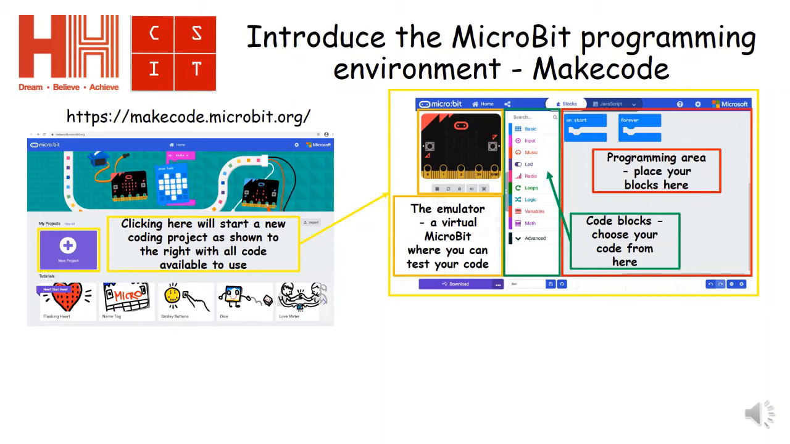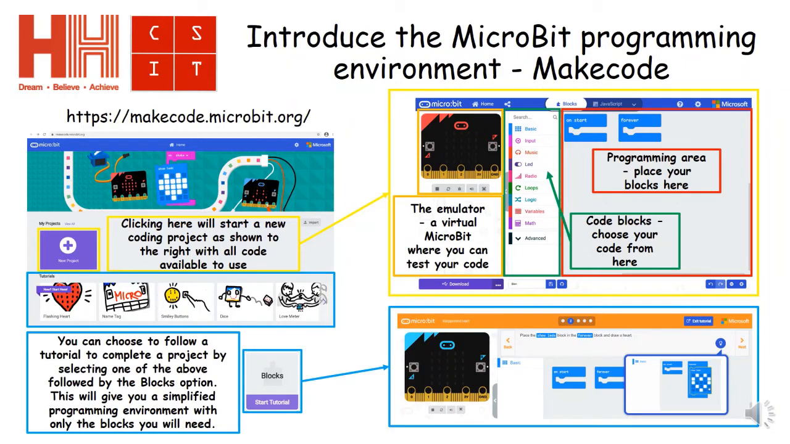Going back to the first screen, you may want to start by doing a tutorial. Now what this allows you to do is to follow a tutorial to complete a project by selecting one of the above. Now what this does is give you a simplified programming environment with only the blocks that you need. If you look on the right, you can see how this will look, which is obviously different than above. What it does is give you a step-by-step guide to complete a program. And it's a much simplified version. It's a very good way of getting started with a coding project.